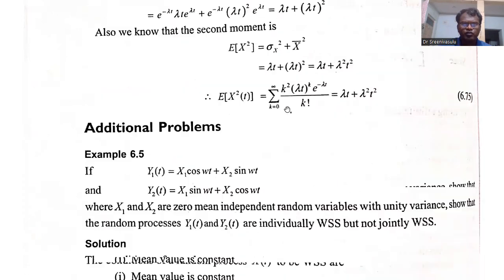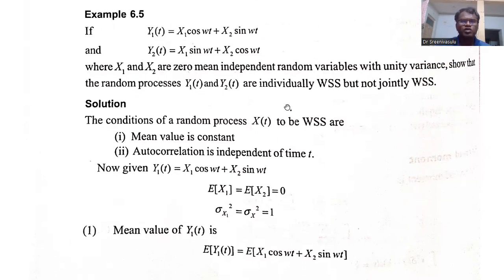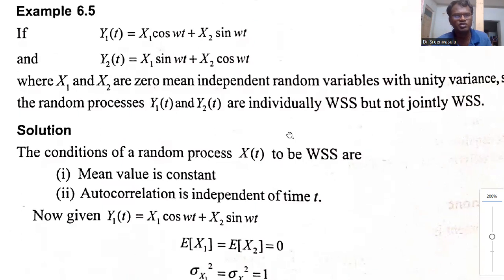Now, you see, a problem is on jointly wide sense stationary. He has given Y1(t) equal to X1 cos omega t plus X2 sin omega t, and Y2(t) equal to X1 sin omega t plus X2 cos omega t. If we observe this, the terms are interchanged. In the first one there is a cos and the second is a sin, and in the second case the first is a sin and the second is a cos.